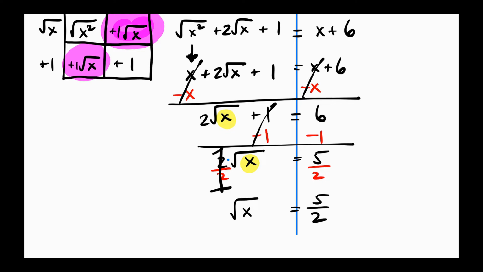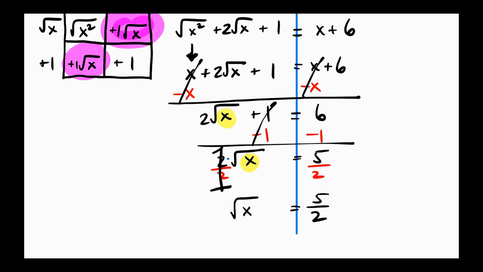5 over 2. Now, 5 over 2 is a decimal. I'm not going to change it to a decimal. I'm going to leave it as a fraction. I can't reduce it. 2 doesn't go into 5 evenly. 2 goes into 2, but it doesn't go into 5 evenly. So there's nothing I can do to reduce it. So I'm going to leave it that way. I almost got x by itself.